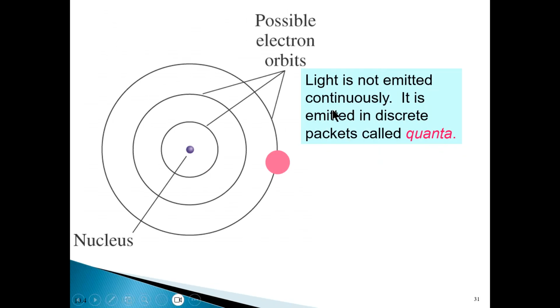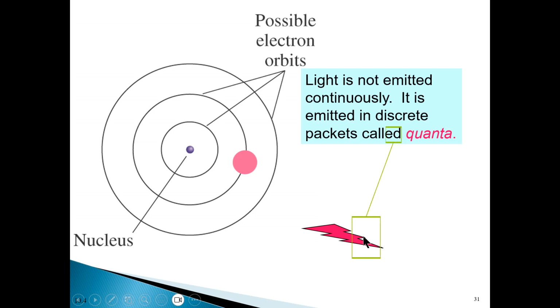Key thing you need to remember here is that the light that is produced is not produced continuously. So you don't get a continuous spectrum. You get a line spectrum. And the light that is produced is emitted in discrete packets known as quanta. Another term that is used is photons, right? Where, as we said before, we're talking about radiation behaving like a stream of particles. Okay, so that's basically what the Bohr model says.